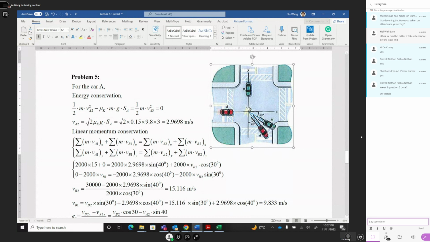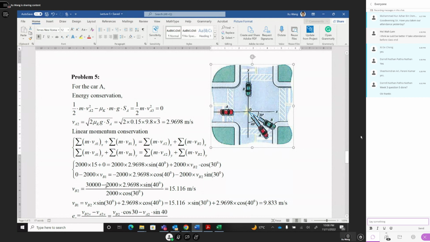And then car B. The speed of B after impact, we assume, is VB2. We don't know it. So mass times this VB2 is the momentum after impact, and then the projection to the x direction is cosine 30 degrees. This is the momentum conservation in the x direction.